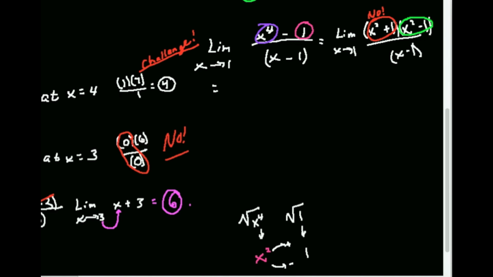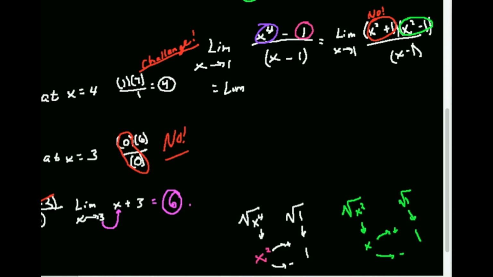And the answer is yes, we do know how to deal with this thing, and we're actually going to just do it again. We're going to do the same thing we just did and do it a second time. So what is the square root of x squared? That's just x, right? What is the square root of 1? That's just 1. So one of my terms when I substitute here should be an x plus 1. The other one should be an x minus 1. So let's rewrite the limit here.